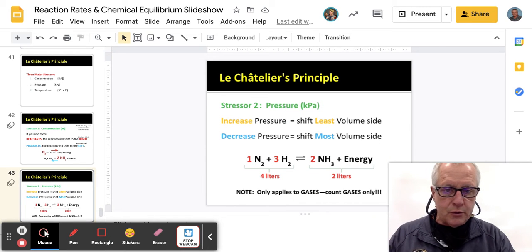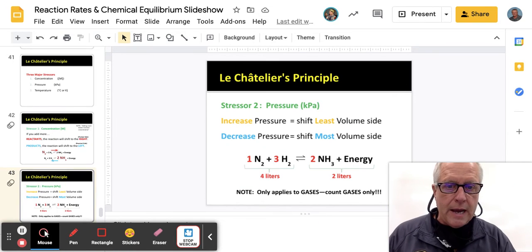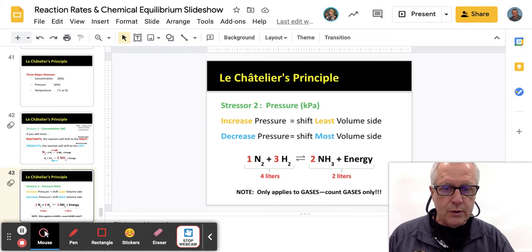Stressor two is the pressure. If these are gases and you increase pressure, it's going to shift to the side with the least volume. If you decrease pressure, it would go to the side with the most volume. And so again, that seems kind of like common sense.